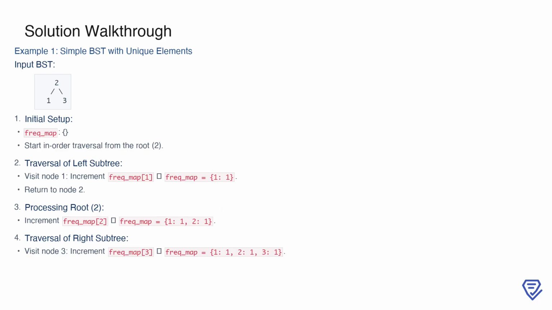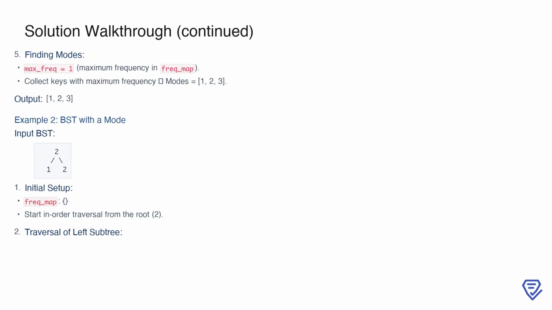Starting with the left subtree, we visit node 1, record its value in the frequency map, and increment its count. At this point, frequency_map becomes {1: 1}. We then return to the root node 2 and update the frequency map to include its value, resulting in frequency_map equals {1: 1, 2: 1}. Finally, we move to the right subtree, visit node 3, and update the frequency map again, making it {1: 1, 2: 1, 3: 1}.